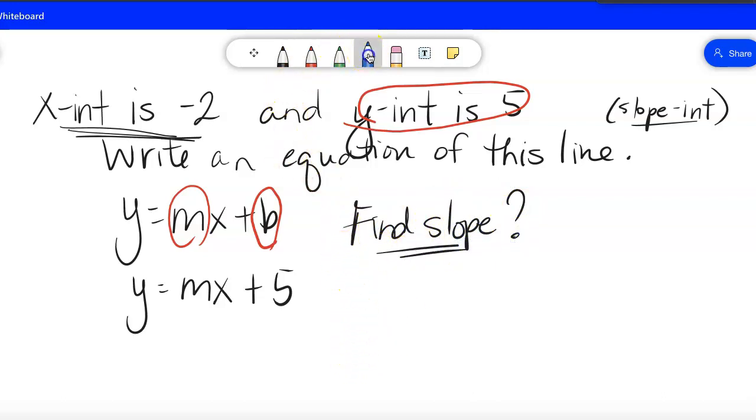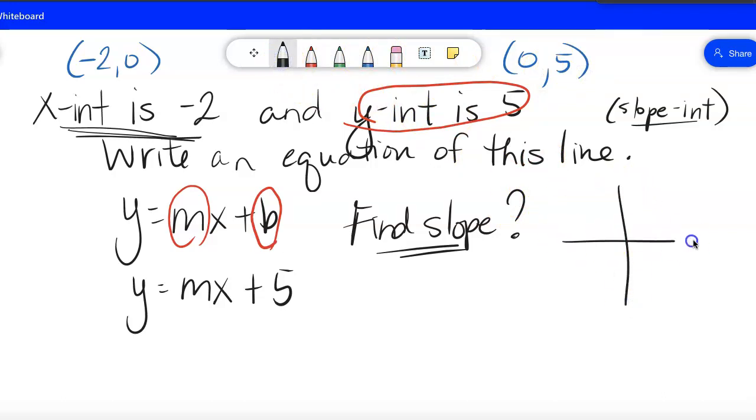The x-intercept is an ordered pair, -2, 0. The y-intercept is an ordered pair, 0, 5. If you're wondering how I came up with that, let's think about it. The x-intercept is -2, so that would be right there. The y-intercept is 5, so that would be up there. So I just listed the ordered pairs: -2, 0, and 0, 5.